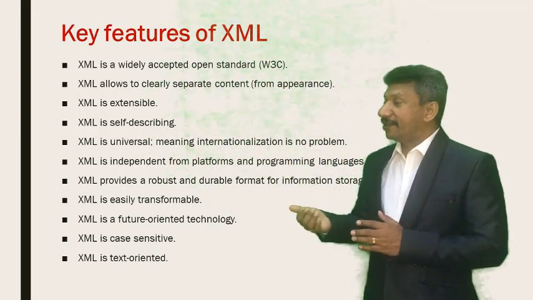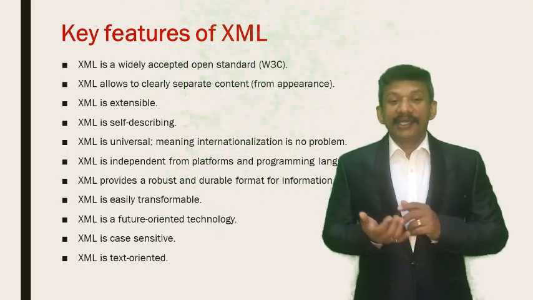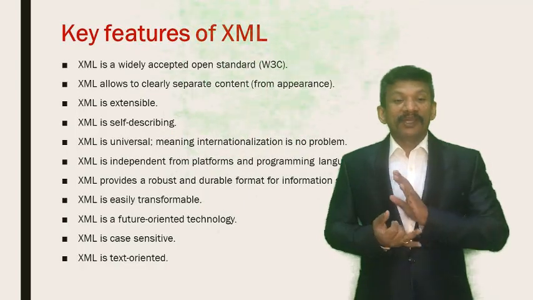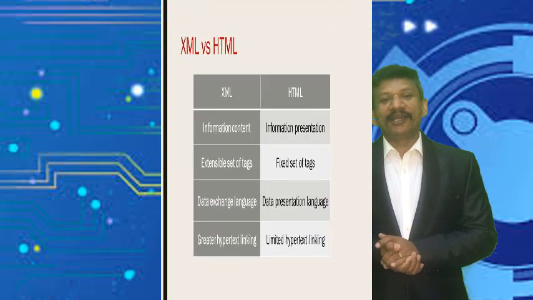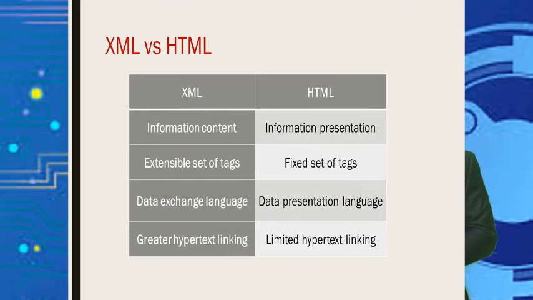And if you look at the other key features, it is easily transformable, it is a future-oriented technology, and it is text-oriented. Well, you can also see that it is case-sensitive. Case sensitivity is a nature of popular programming languages, so we find that also as a key feature of XML. Alright, so let us continue to the next thing, which is the difference between XML and HTML.